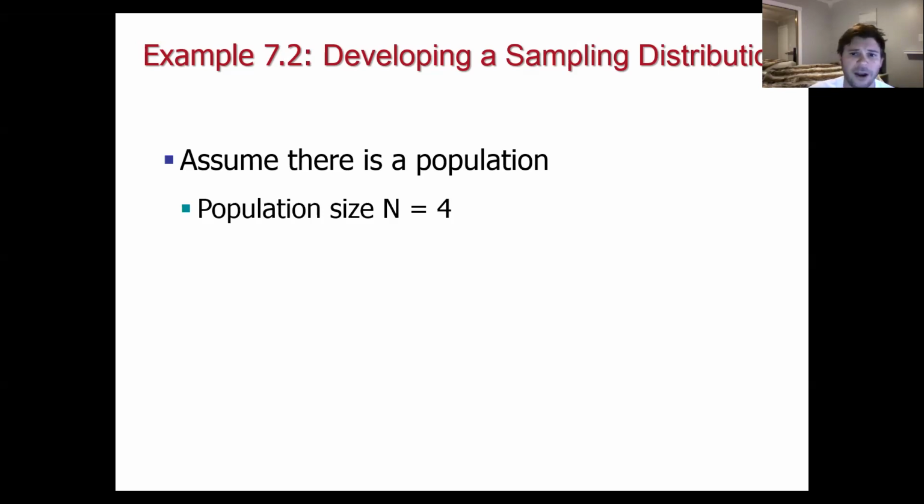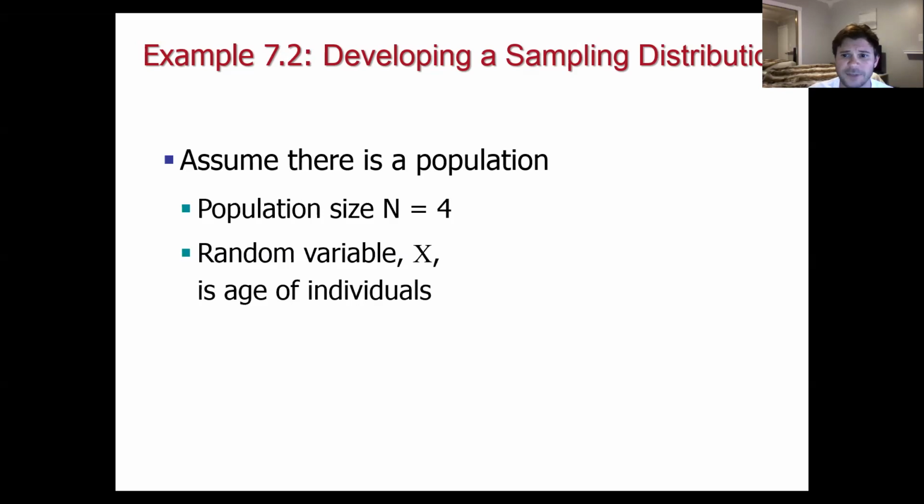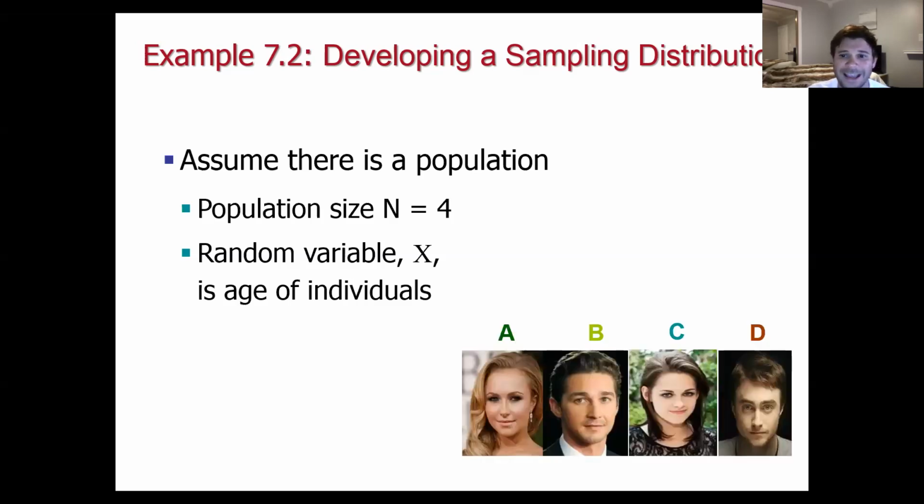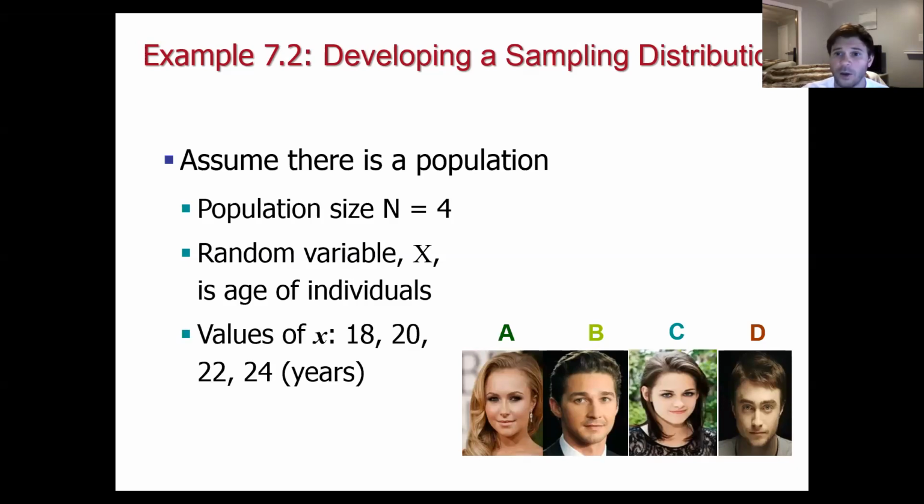So let's suppose our random variable x in this experiment is the age of individuals, and we have 4 individuals here in our population, and we'll just call them individuals A, B, C, and D, whose respective ages at the time they were sampled were 18, 20, 22, and 24 years of age. So here is our population. Technically this is population data here. These are our 4 individuals.